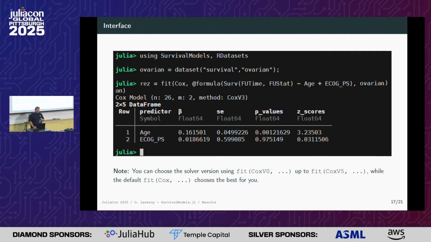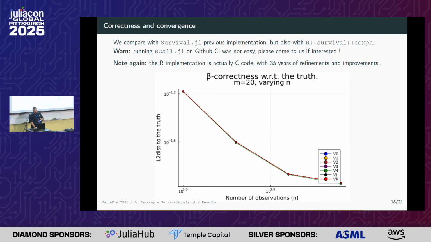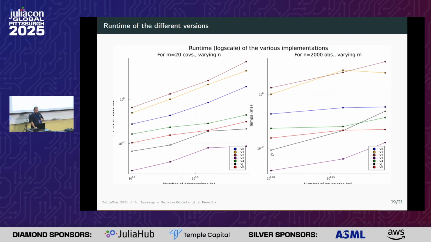are used to. And our different versions can be accessed by telling it which version you want. But if you just say Cox, it will pick the best. So this is a simple test to check convergence. All of the versions were calibrated to have the same convergence criteria. So they basically converge to the same point. And at the point of convergence, the loss is decreasing with the number of observations, which is normal.